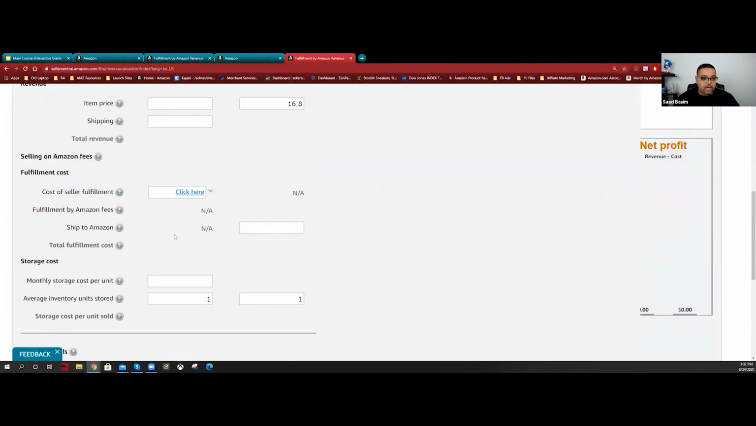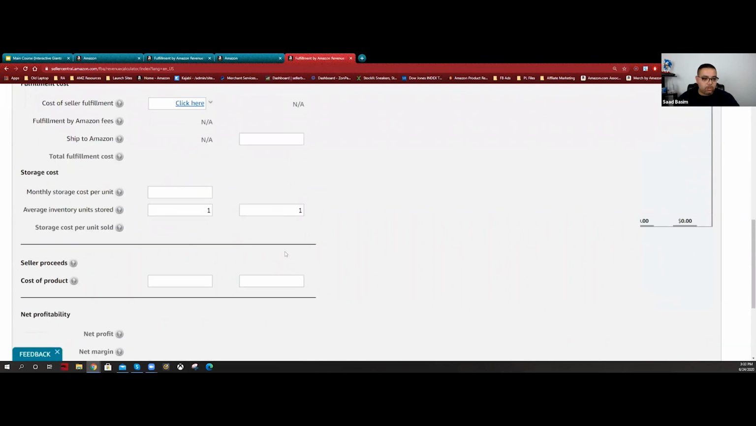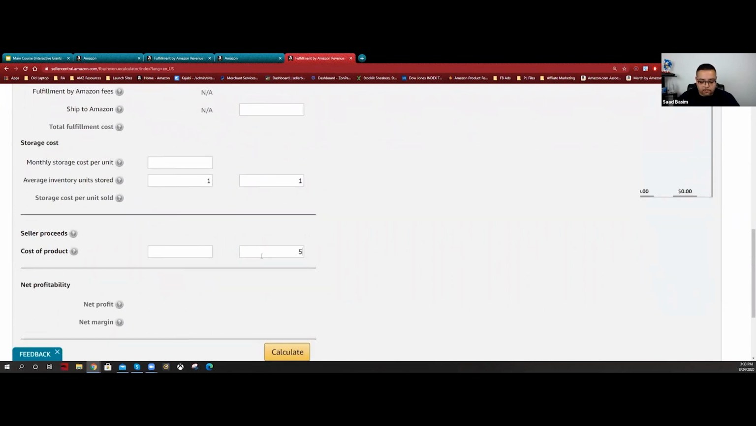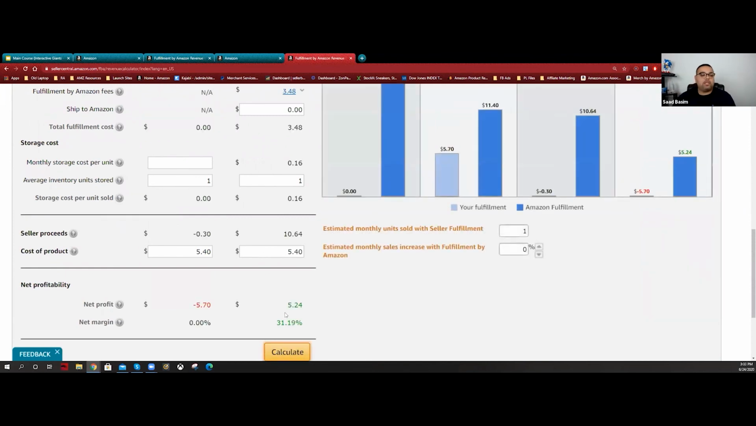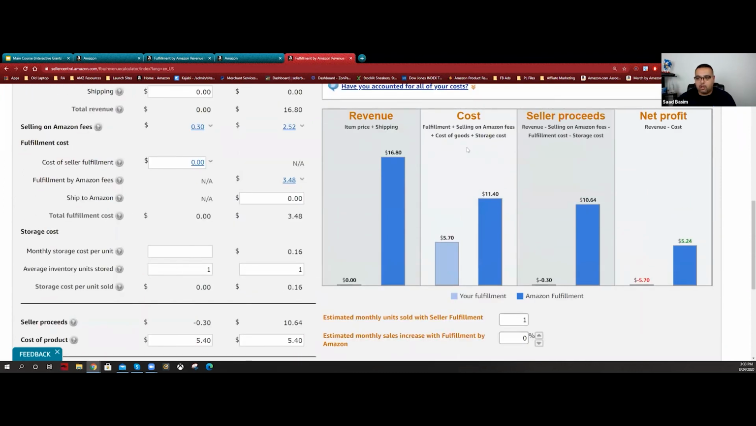Then I'm going to come down to ship to Amazon. That's including the product. Let's say inventory storage one here. Cost of product, $5.40 we said. And calculate. This is going to tell me exactly what I need. Net margin 31%. It's telling me net profit $5.21. And also telling me all the other things that I need.